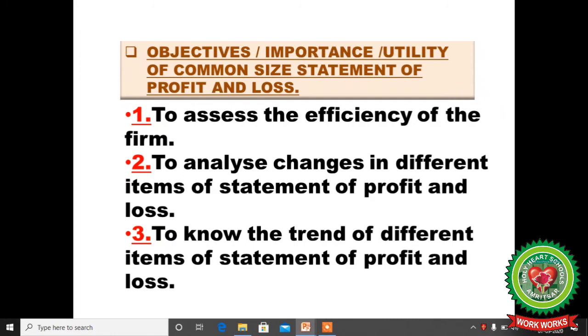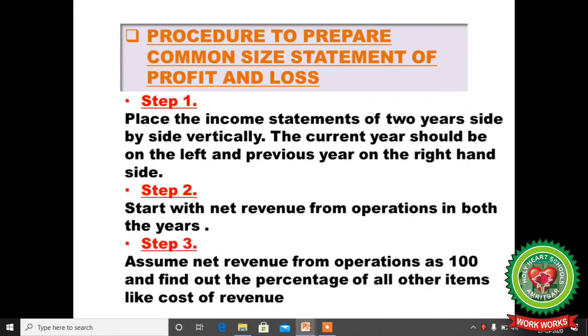Now objectives. What are the objectives? To assess the efficiency of the firm, and to analyze the changes in the different items of the statement of profit and loss. If you want to know about the changes only, that is only possible with the help of a common size statement. To know the trend of different items, like increasing trend or decreasing trend, it is only possible with a common size statement.